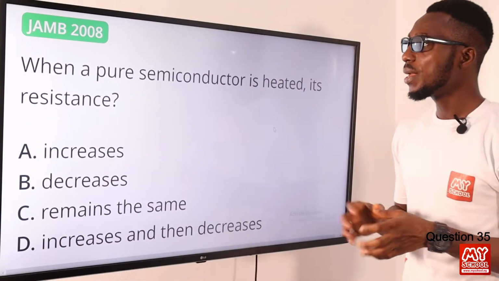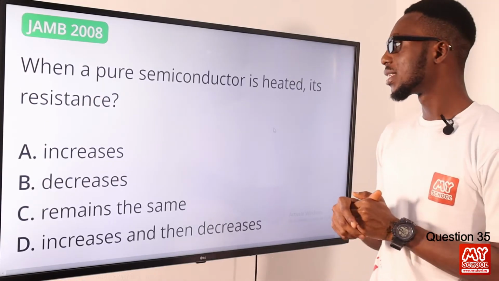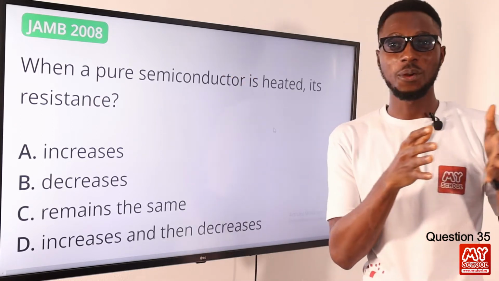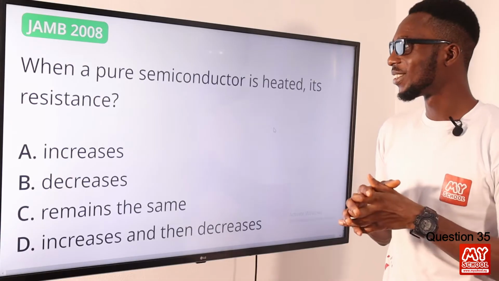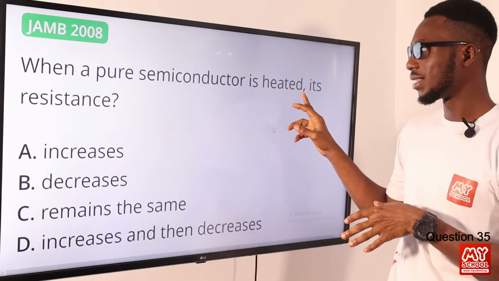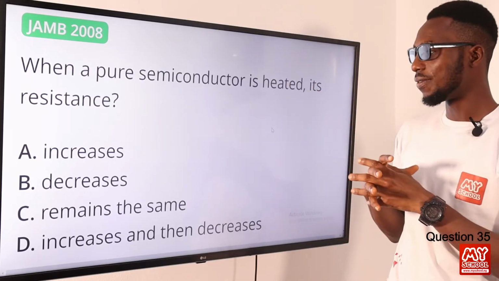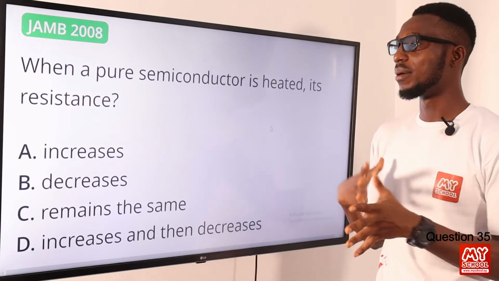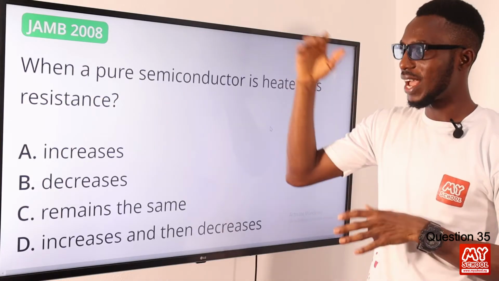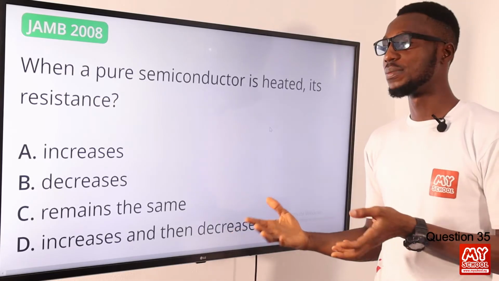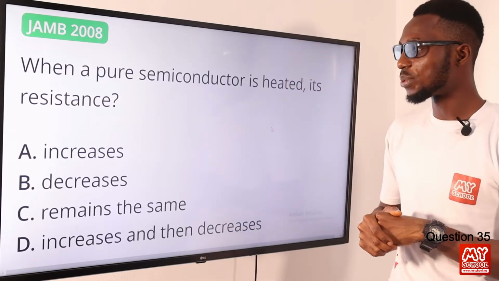35. When a pure semiconductor is heated, its resistance does what? All right, so with a semiconductor, you are looking at something between conductors and insulators, right? When you increase temperature, when it is heated, the resistivity will reduce. The resistance property will reduce, while the conducting property will increase. I repeat, when you increase the temperature of a semiconductor, the resistance will go down, while the conductive property will go up. So option B is the correct option.